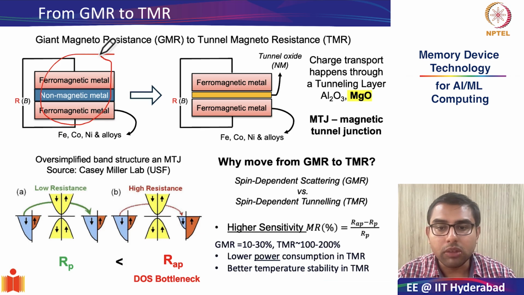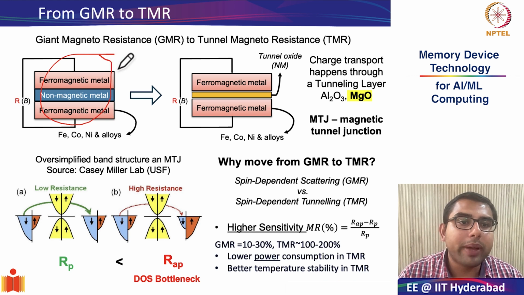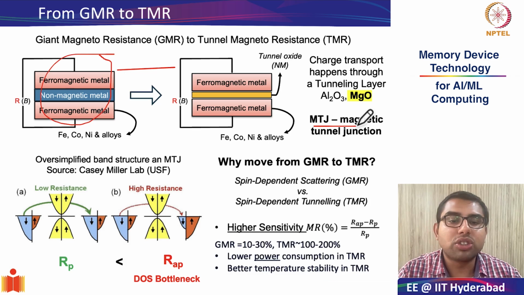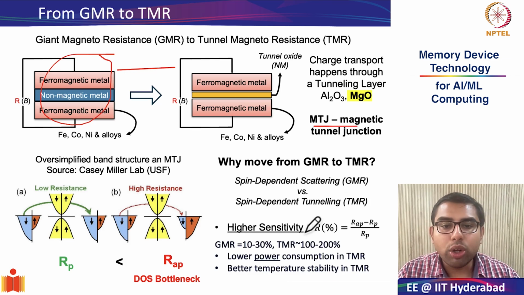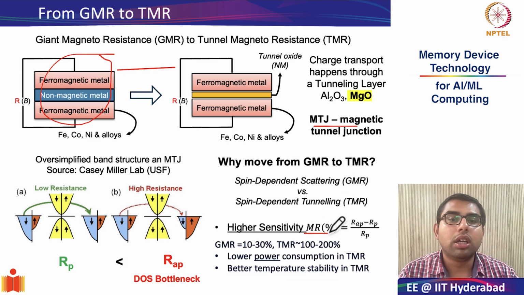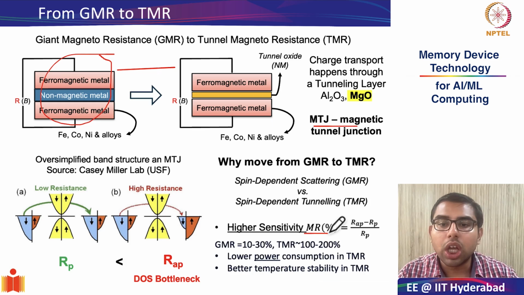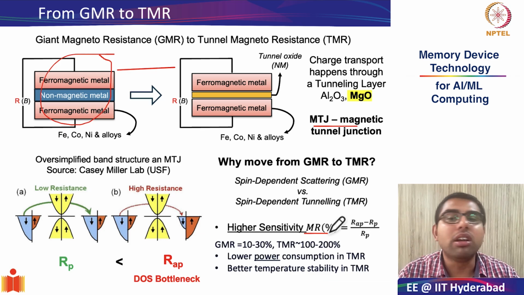Furthermore, we also saw there was a need to move from GMR based devices to magnetic tunnel junctions, MTJs, and this was because the magnetoresistance percentage sensitivity in the case of TMR devices was much higher compared to GMR devices. These magnetic tunnel junctions are at the heart of all magnetic storage technology and also MRAMs. So it is very important to understand these MTJ devices.